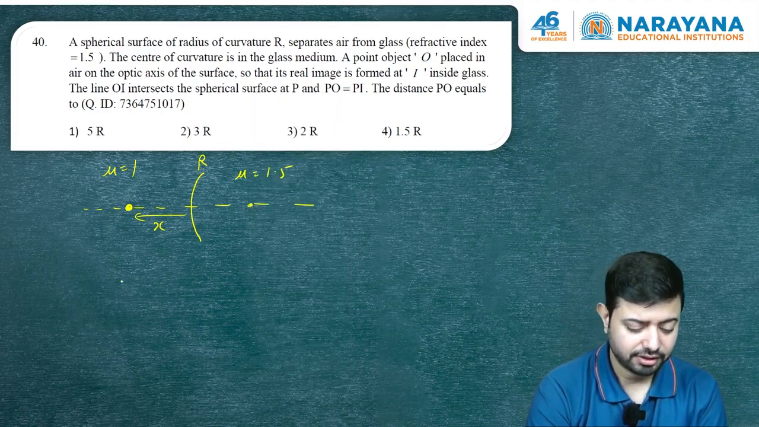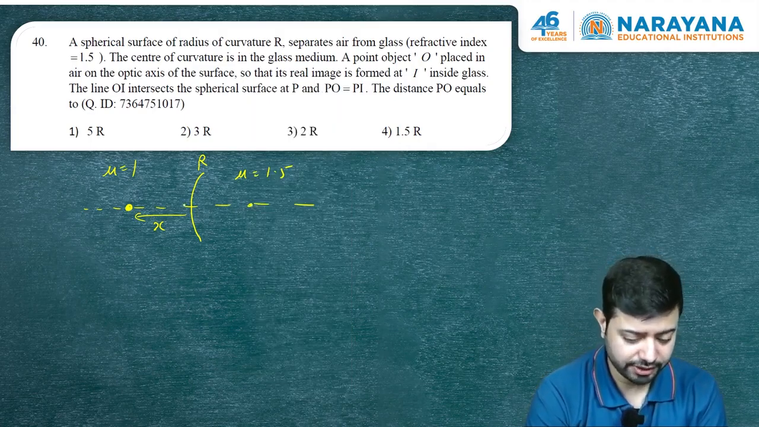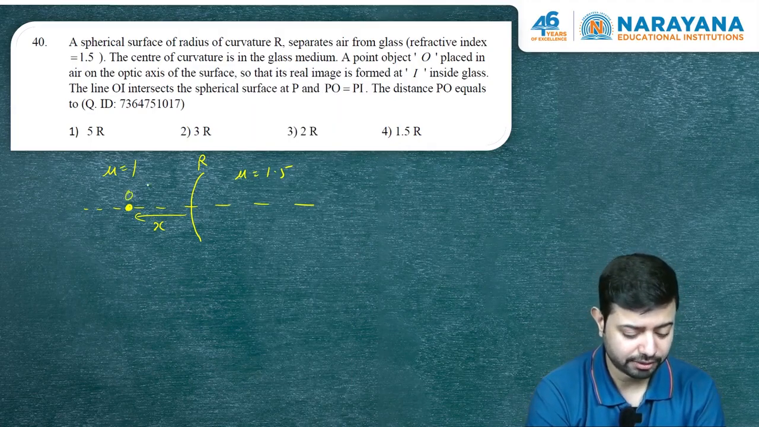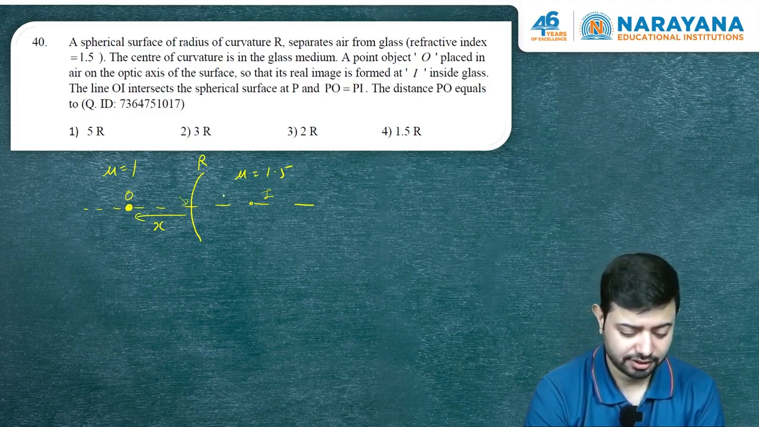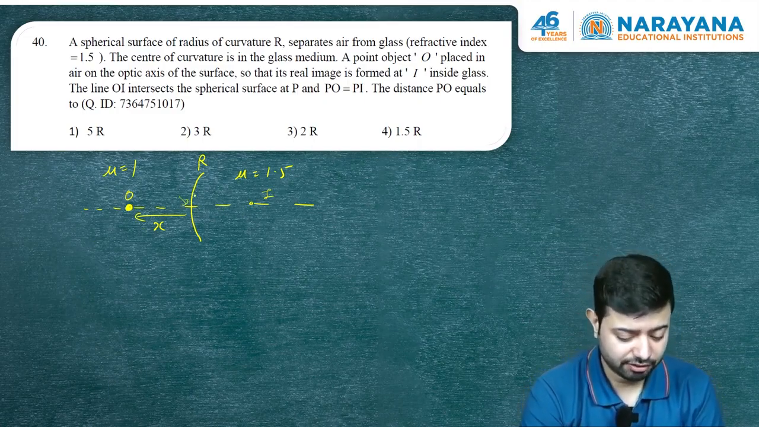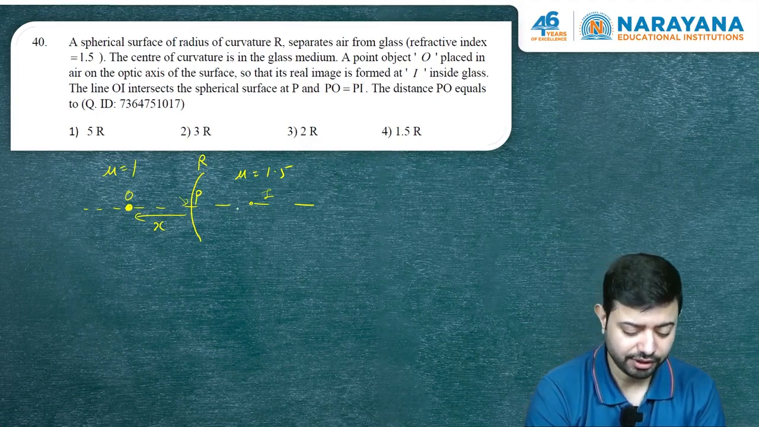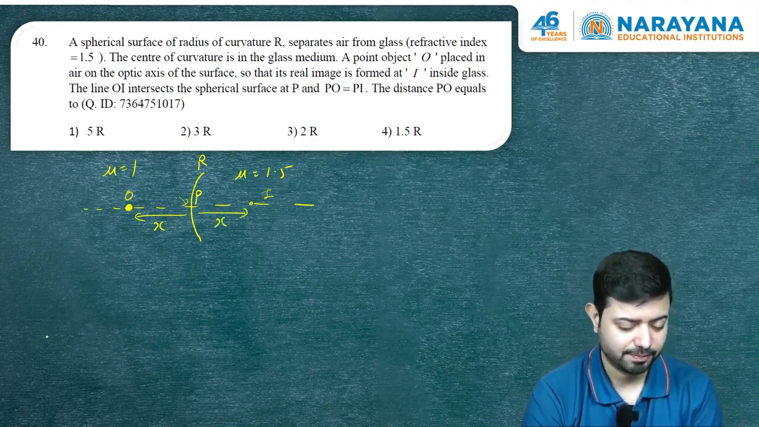Now the thing is the line OI, right? What is O? Point object position, and what is I? The image position. The line OI intersects the spherical surface. Yes, it is intersecting, at P. This point is P. It's saying that PO is equal to PI. So therefore, this distance will also be x. So what do you have to do?